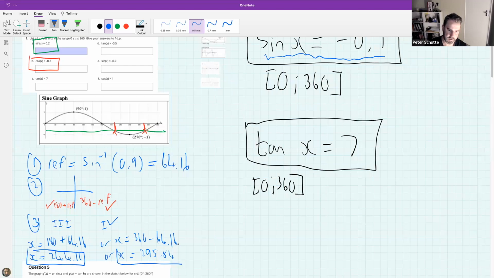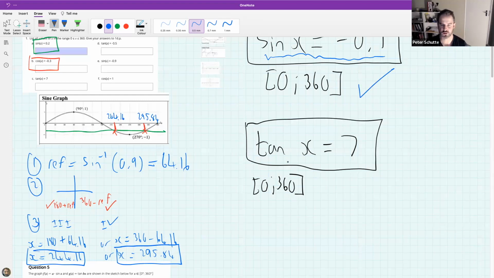So we get the answers are going to be 244.16, and the other one is 295.84. And you can see how the algebra that we worked out with the method matches the graphical interpretation. You can only get negative 0.9 in quadrant 3 and 4. Okay. Let me know if you have a question in the chat. I will monitor that. So that's the first one.